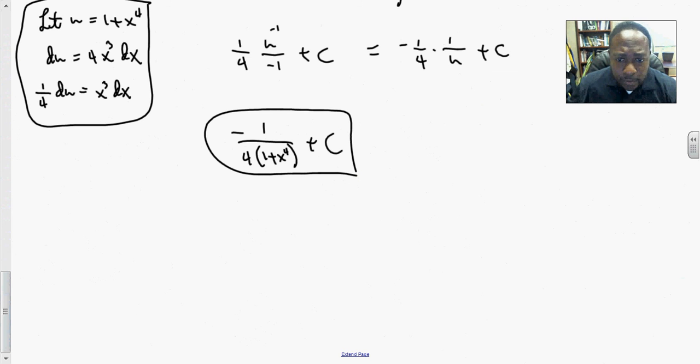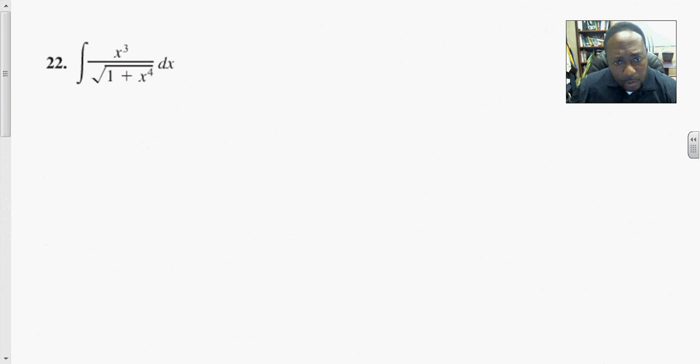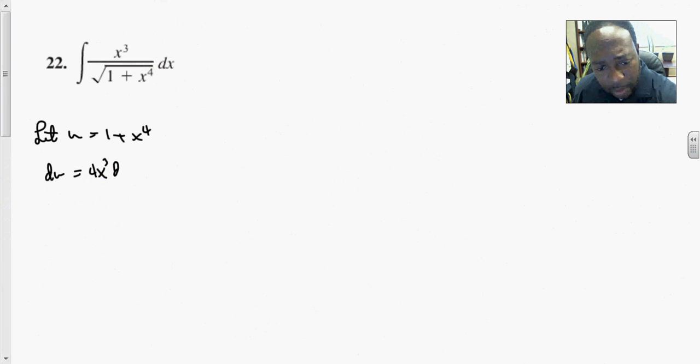Let's go a little further. Again, still more of the same. Notice that 1 plus x to the 4th can be represented by u. Let u equal 1 plus x to the 4th. So du is 4x to the 3rd dx, so 1/4 du is x to the 3rd dx.